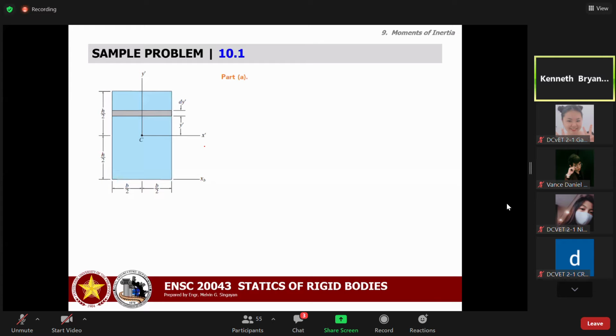Okay, so for part A, let's solve for the moment of inertia for the x prime axis. So what we are going to do is we'll choose a rectangular strip like this one. Okay, so the thickness is dy prime, while the distance of the centroid of this area from the x prime axis is, let's call it y prime. So I bar x prime now is equal to integral of y prime squared dA. Okay? So from Ix equal to integral of y squared dA, it's just the same.